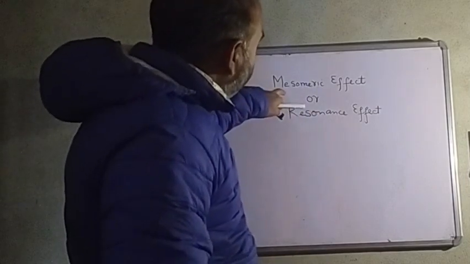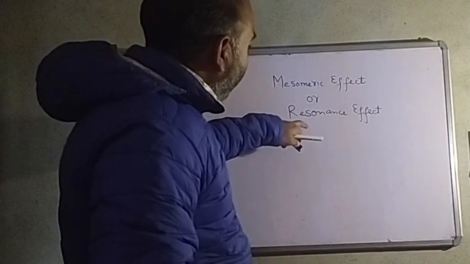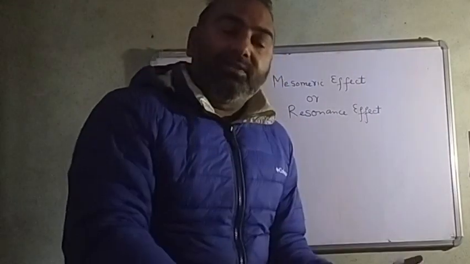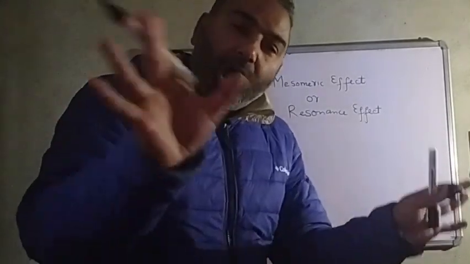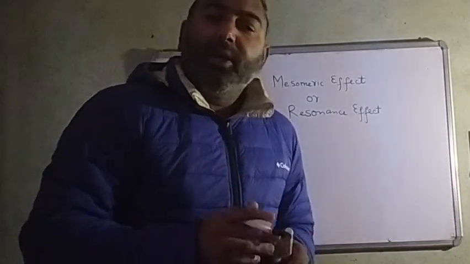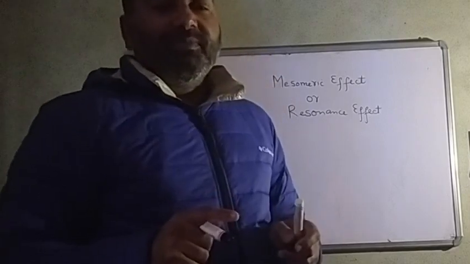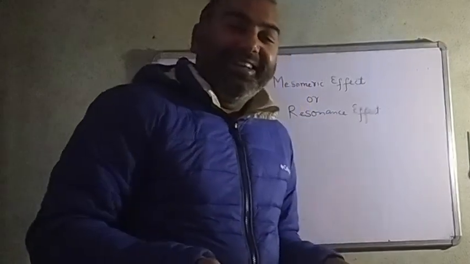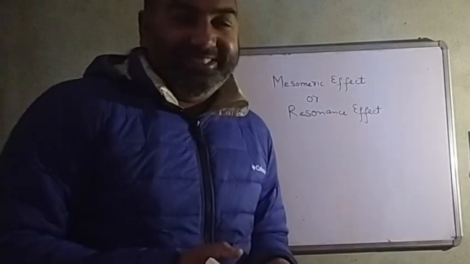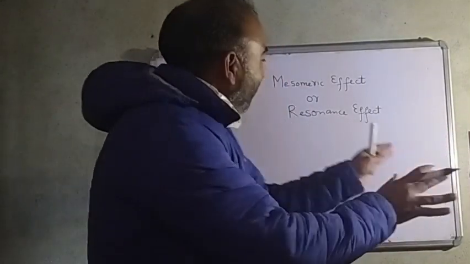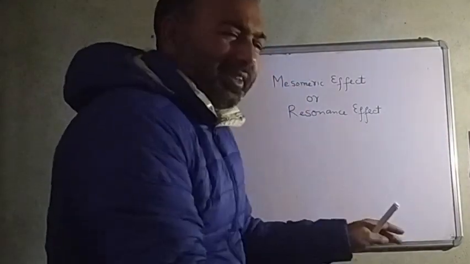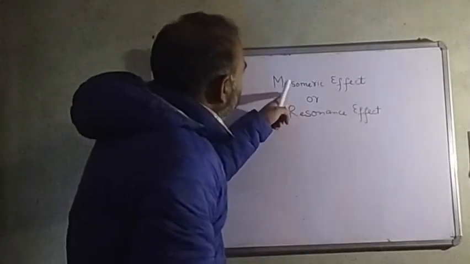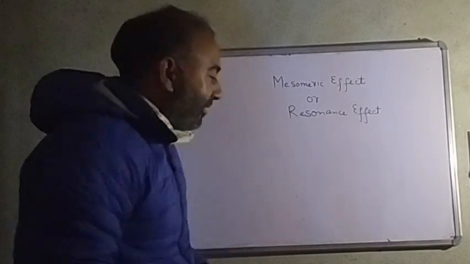Here in this topic, mesomeric effect or resonance effect, it also involves displacement of electrons along the carbon chain, but not sigma electrons. Pi electrons. You know pi bond? When pi electrons get delocalized, I will explain it using a simple example. What actually is mesomeric effect or resonance effect?